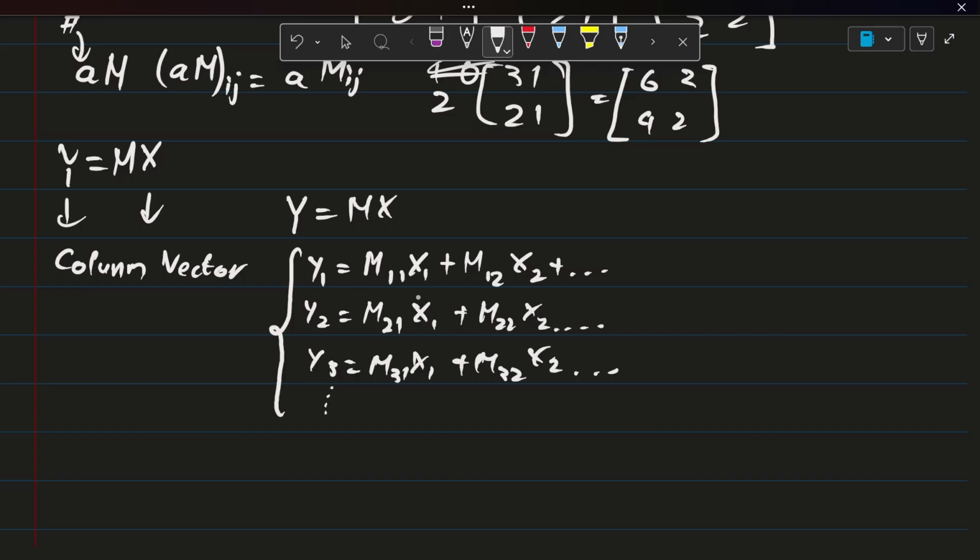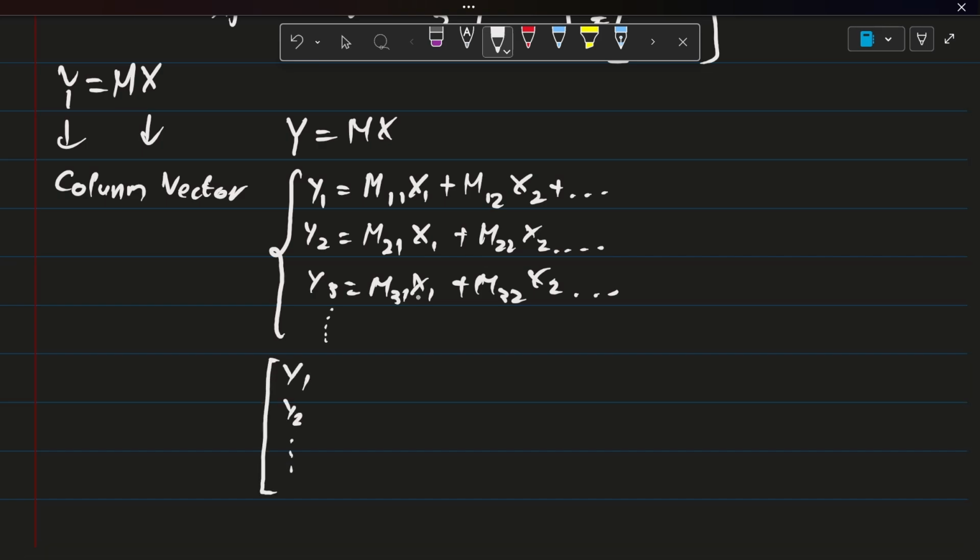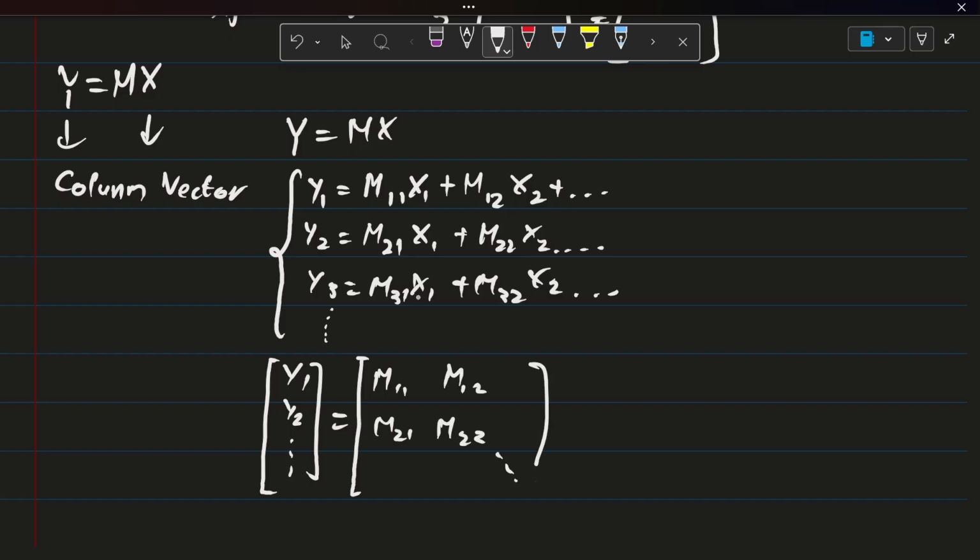And so if this goes on forever and ever, what we observe is that we could actually denote this as a matrix of the column vector y1, y2, and so on, which is equal to the multiplication of the matrix M, which is m11, m12, m21, m22, and so on. And lastly, we have the vector x1, x2, and x3.